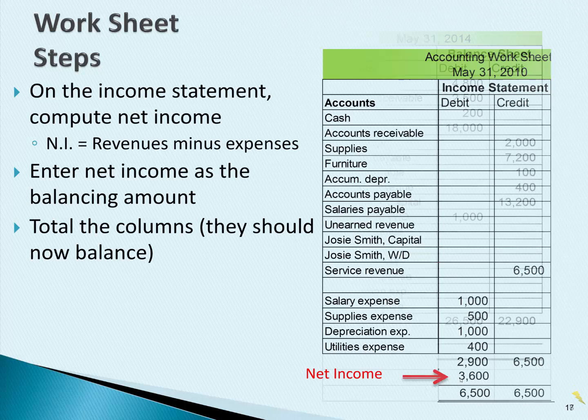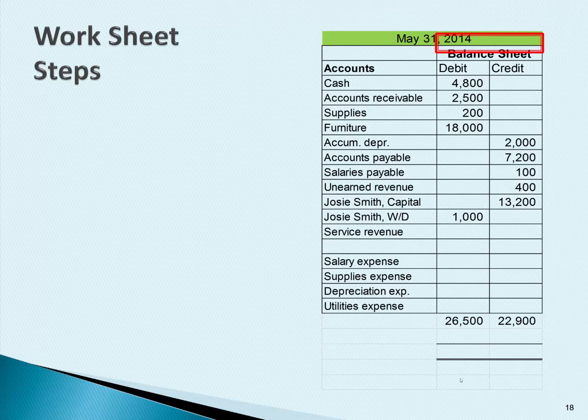Now let's go over to the balance sheet columns. We have to do the same thing over here. We need to get these columns to balance. And the way we're going to get it to balance is we're going to bring that net income number over. And then let's look down here at the bottom. What's the way that we would get these two columns to balance? Would we put the net income on the larger side or the smaller side? We're going to put it on the smaller side.